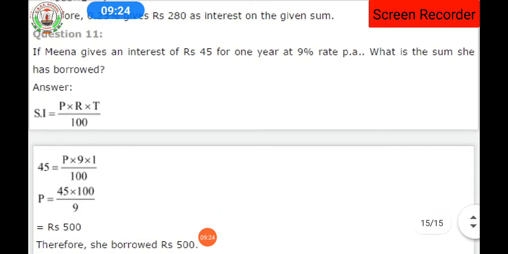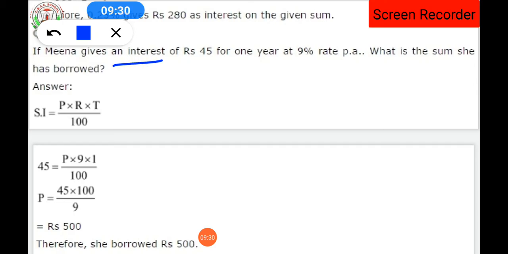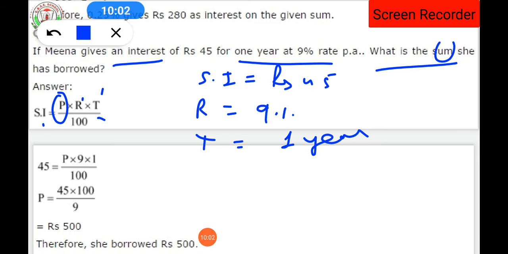So dear student, here is the solution. What is said over here? Here it is said that Meena gives an interest, that means SI value, simple interest value is 45. Okay, here rate is given 9% per annum, time is given 1 year, isn't it? So what you have to find over here? SI दिया है, रेट दिया है, टी दिया है, तो ये हमको क्या फाइंड करना है? हमको प्रिंसिपल फाइंड करना है, क्योंकि रेट का वैल्यू दिया है, टाइम दिया है और SI की वैल्यू दिया है इस क्वेश्चन में. सो व्हाट वी हैव टू फाइंड इट, व्हाट इज द सम शी बोरोड, सम दैट मीन्स वी हैव टू फाइंड द प्रिंसिपल ओवर हियर. Have you understood what we have to find?